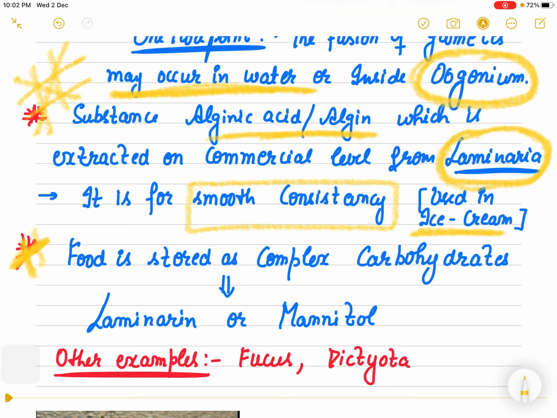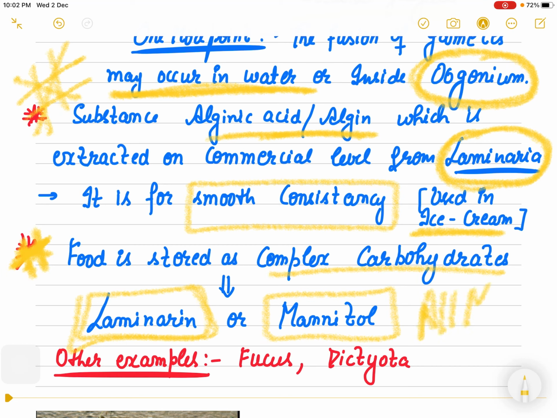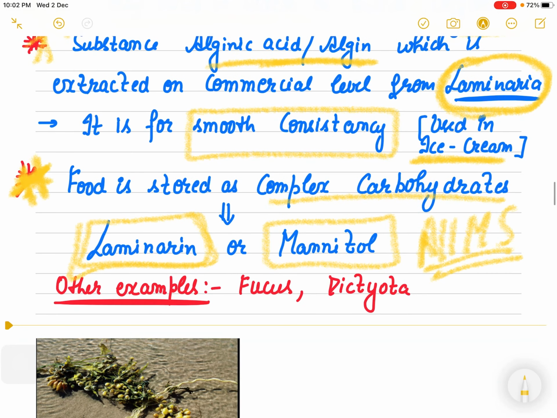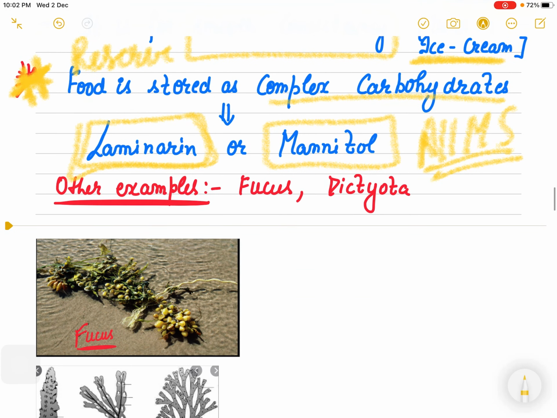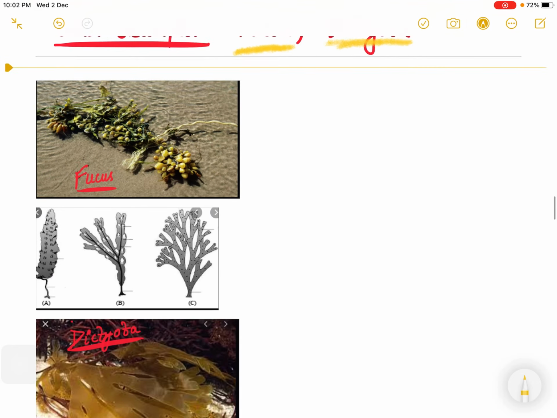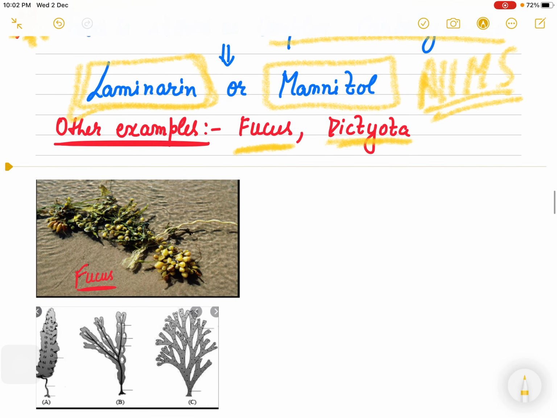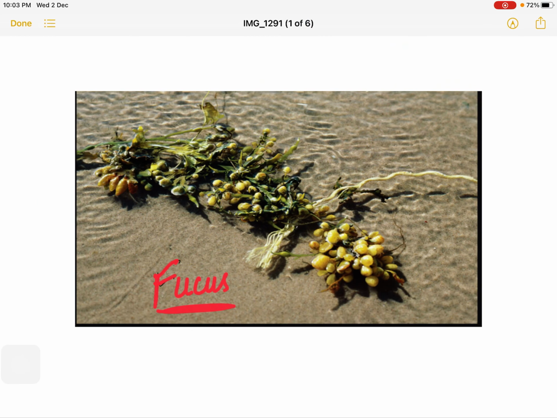Food here is stored, the reserve food is stored as a complex carbohydrate in the brown algae as laminarin or mannitol. That is the question of the aims, that in brown algae the reserve food material is laminarin or mannitol. So as examples, you can confidently write down Fucus, Dictyota, right? And then you can mention Laminaria, then you can mention Sargassum. These all examples you can mention in this brown algae, that is your Phaeophyceae.